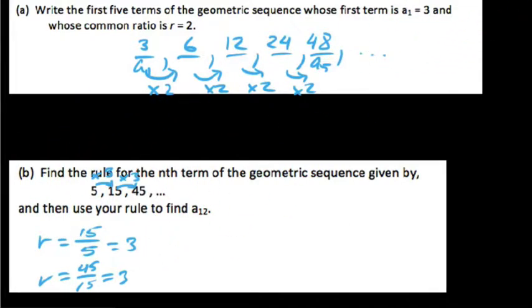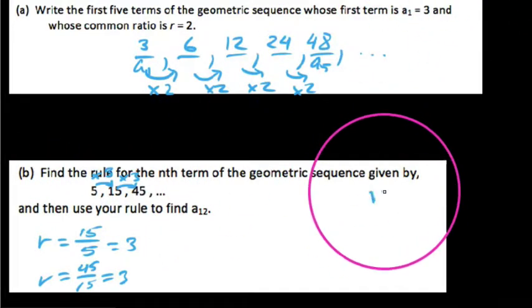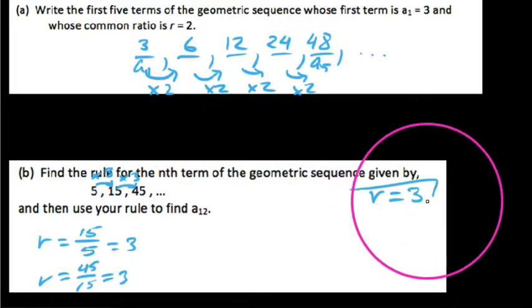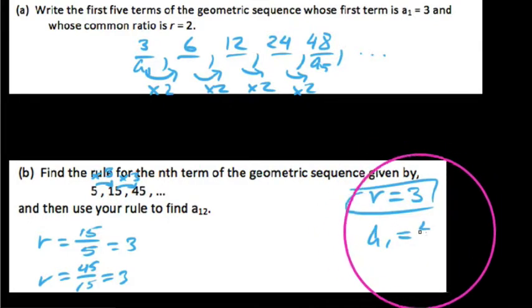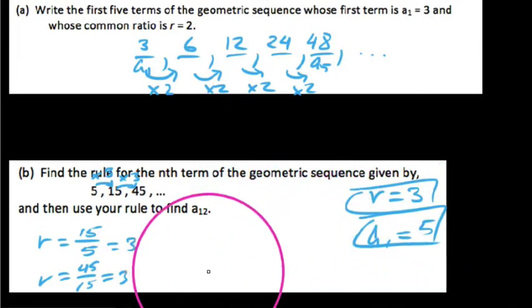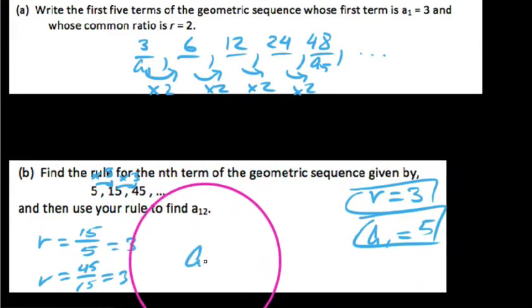So when we said essential information here, one thing we need to write this rule is the common ratio. So we have 3. Now the next thing I want to answer is this: do I have the first term? We do have the first term. It's actually 5. So in terms of writing these rules, man, geometric is even easier than writing an arithmetic one.